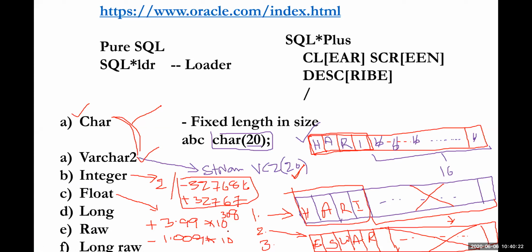But in C or C++ or Java, float occupies only up to 10 power 38. But in Oracle, it could be 10 power 308. So these are the data types.